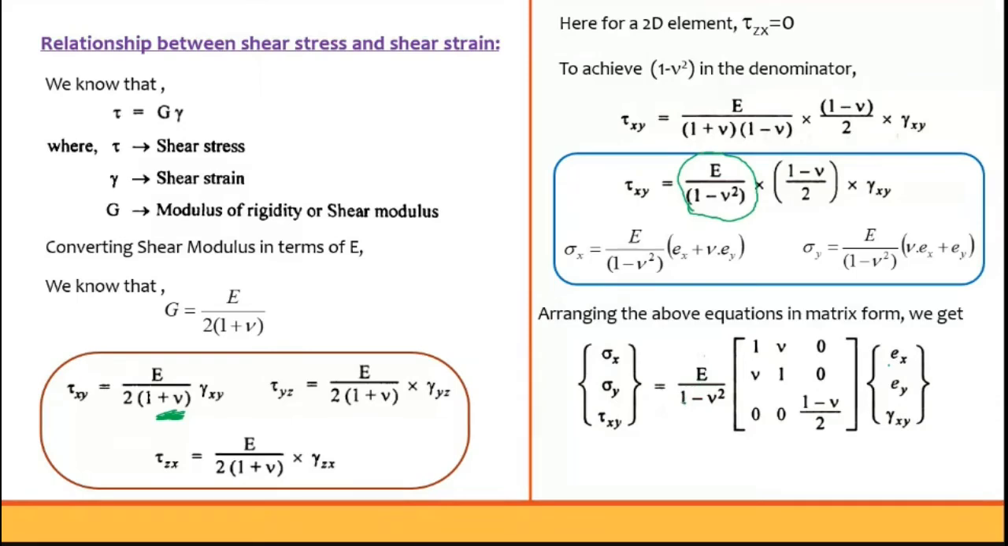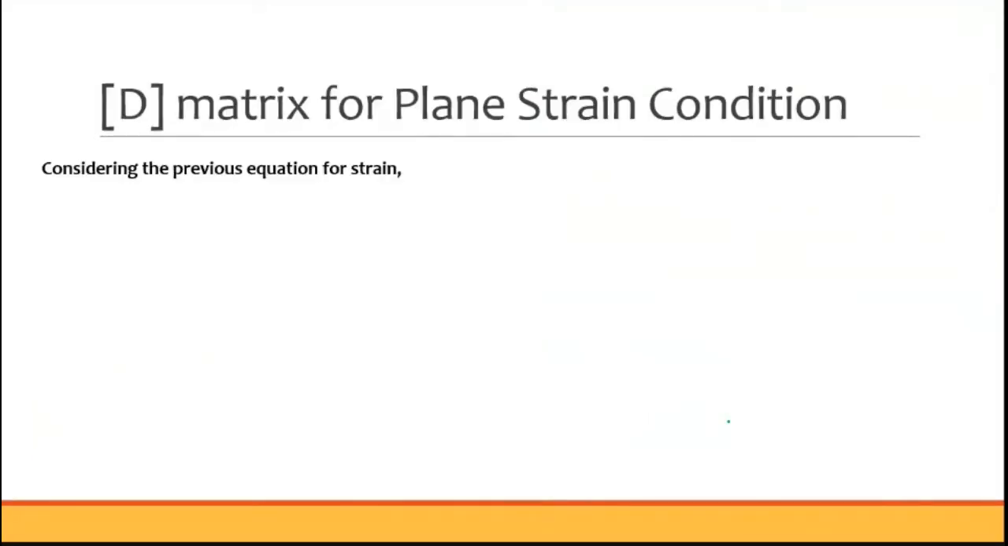So this is my matrix: E by 1 minus mu square, [1, mu, 0], [mu, 1, 0], [0, 0, (1 minus mu) by 2]. So this is my D matrix, the stress strain relation matrix for plane stress condition. This is for plane stress condition, not for plane strain condition. Only for plane stress condition, right? So this also you have to remember, this set of formulas. Right, now let us go for plane strain condition.